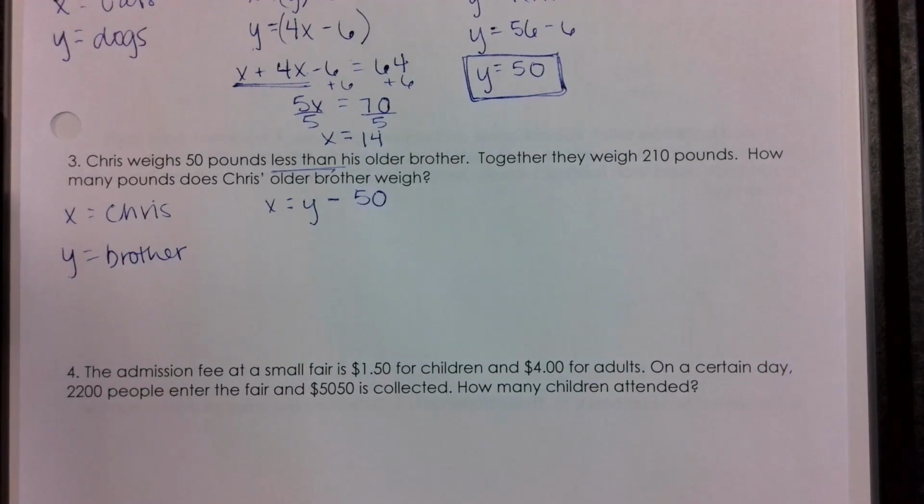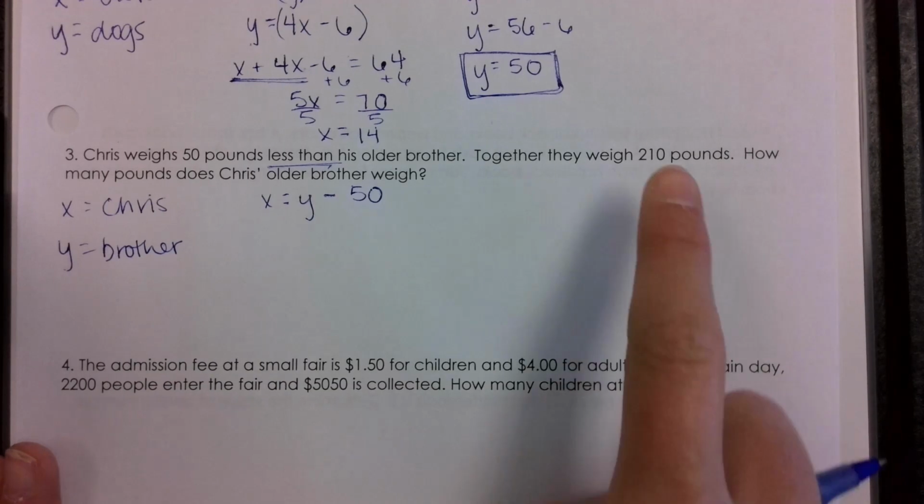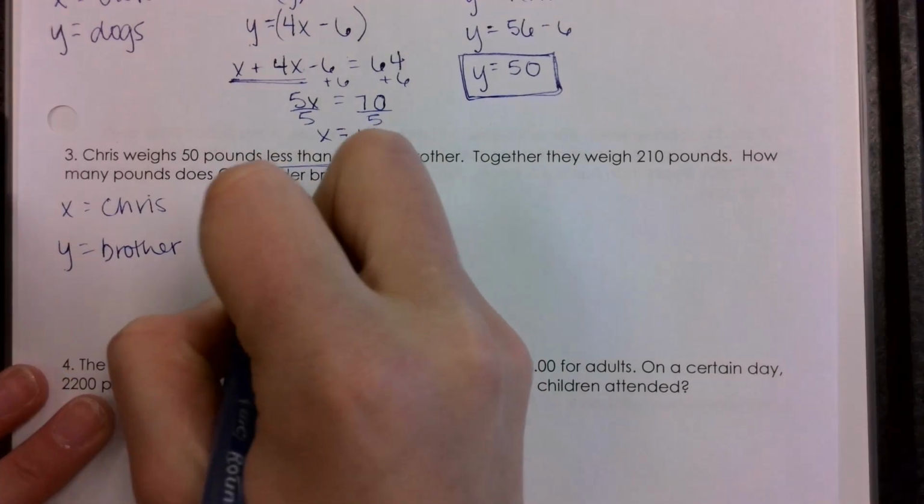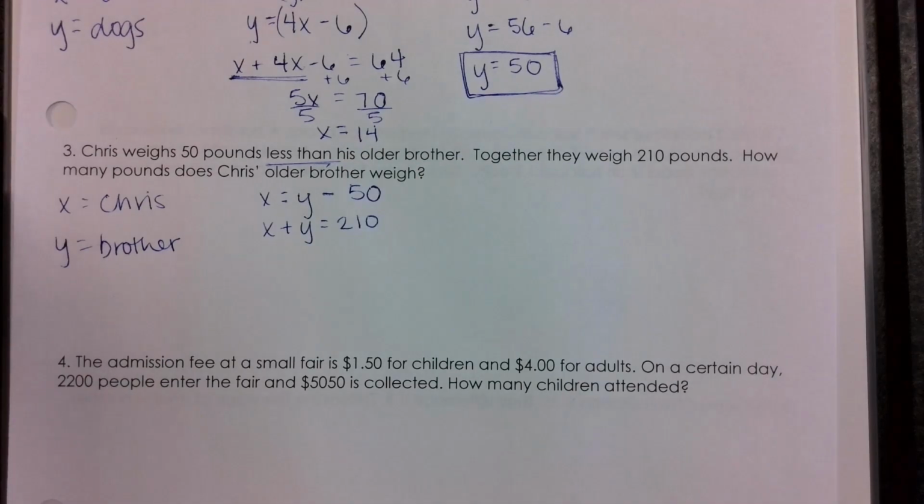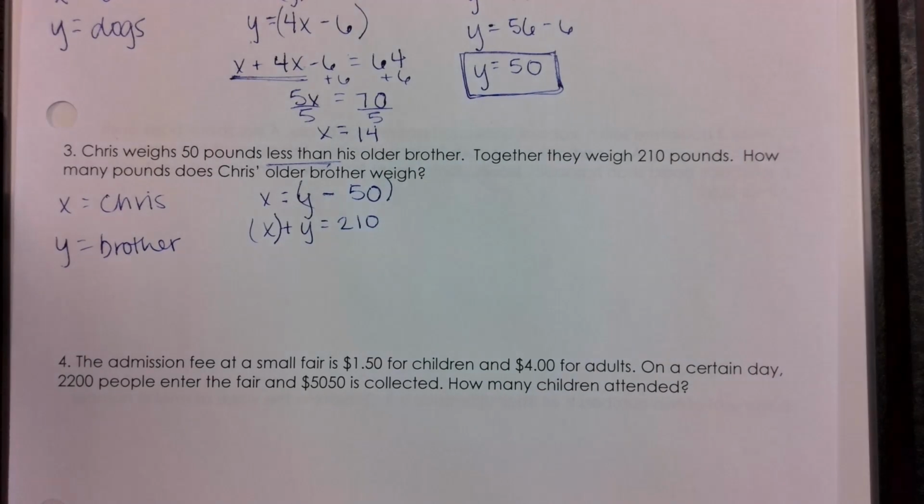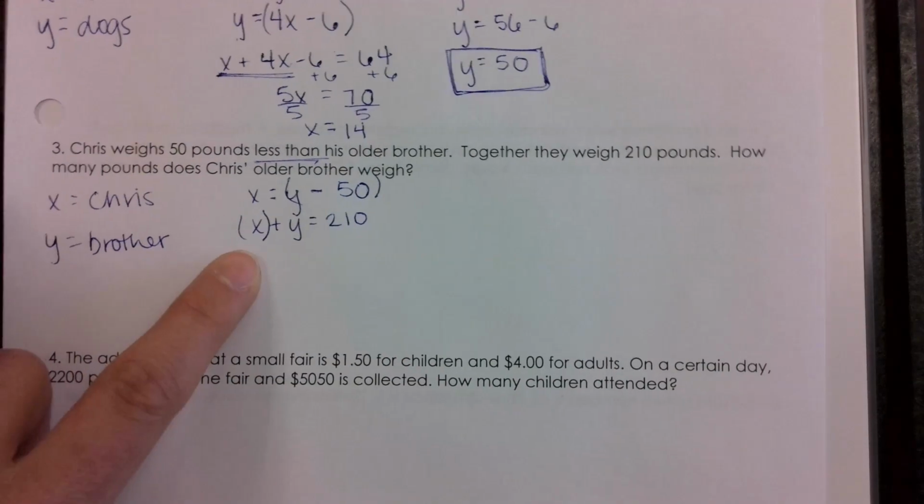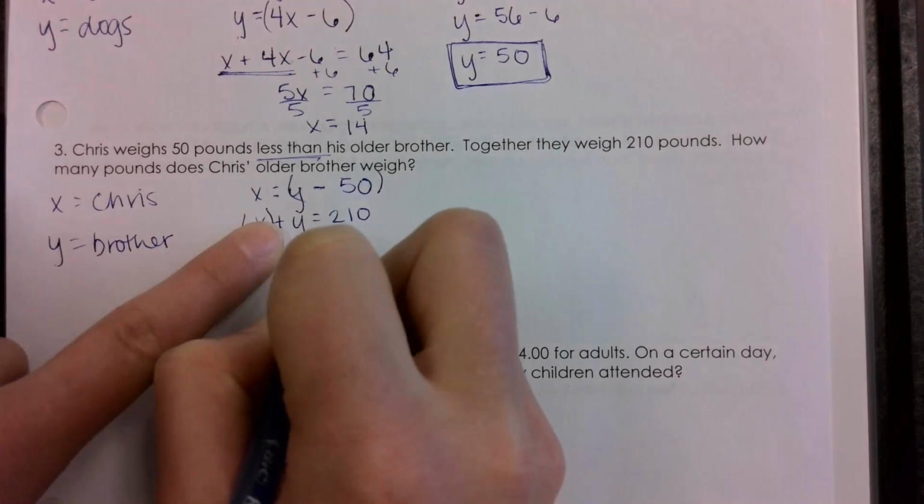What else do we know? Altogether they're 210. How are we going to write that? Good. X plus y equals 210. So now we just have to solve that. What method might be easiest here? I think substitution is going to work well for us again. So we know that x equals all of this stuff, and we're going to put it in place of x down here. So instead of writing x, what are we going to write? Y minus 50 plus y equals 210.